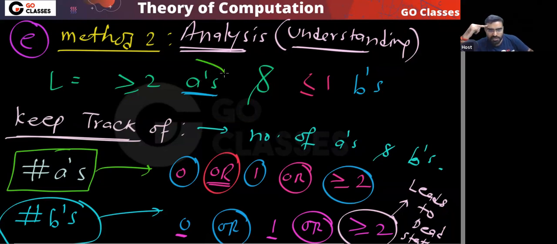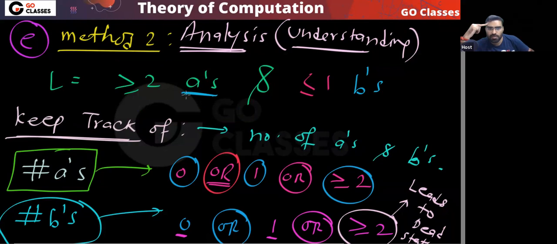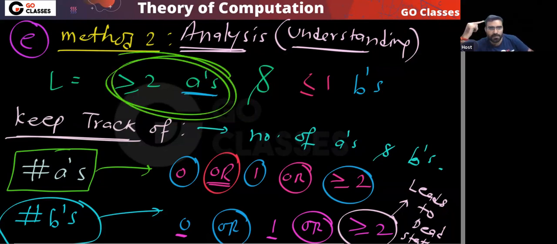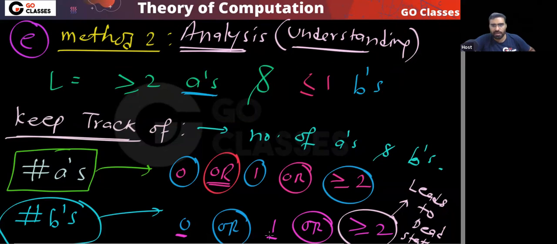If number of A's is greater than or equal to 2, you can put it in one category. Yes or no? If your number of A's is 2, 3, 4, 5, then you can put it in one category. Similarly, for number of B's, either you can have 0B, or 1B, or greater than or equal to 2B. If number of B's is greater than or equal to 2, that will lead to dead state. Please tell me, idea is clear?